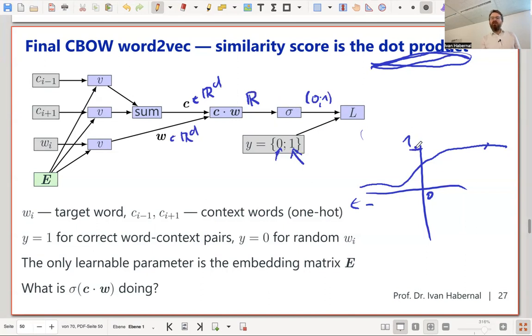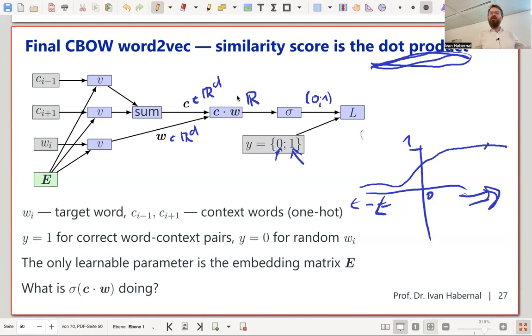So for true context, we need something which is a super large positive number. And for untrue context, we need something which is a super large negative number. Does it make sense? Because if this is very negative, it's going to produce 0, and this is what we want for the negative examples. If this is very positive, it's going to be closer to 1, and it should be that for the positive examples. So we want the output of this dot product to learn to be very positive for true context, and very negative for the fake context.